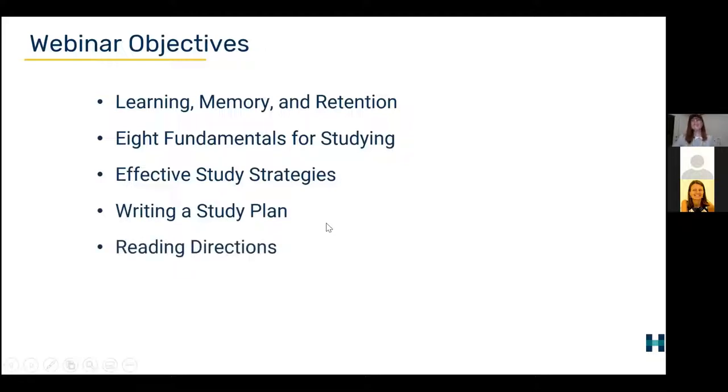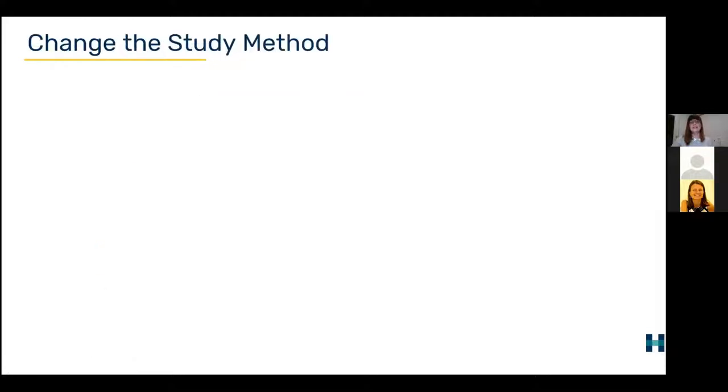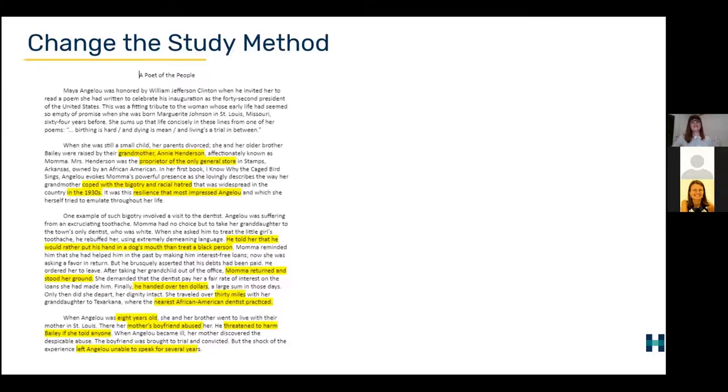Reading directions. This may not seem like it would fit under studying for a test, but you will see how reading directions during the test is really quite appropriate for this kind of webinar. Then taking the test itself, once you've prepared for it, making sure that you use the best strategies to take the test.